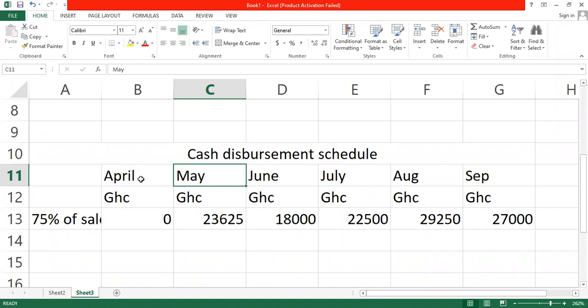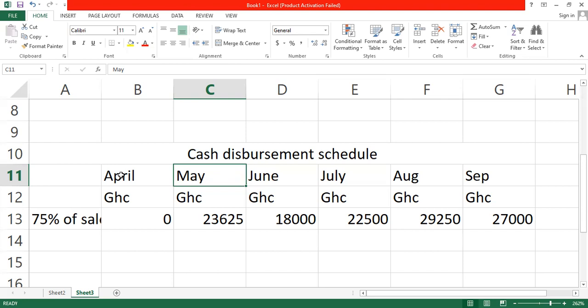Okay, let me take it from May. If 60% is paid in the month of purchases, it means that 60% of May's money will be paid in what? April, isn't it? Because we are receiving May's goods in April. And they are saying that 60% of the purchases is paid in the month of purchases. So since we are purchasing May's goods in April, we are going to pay the 60% in April. Are you okay?